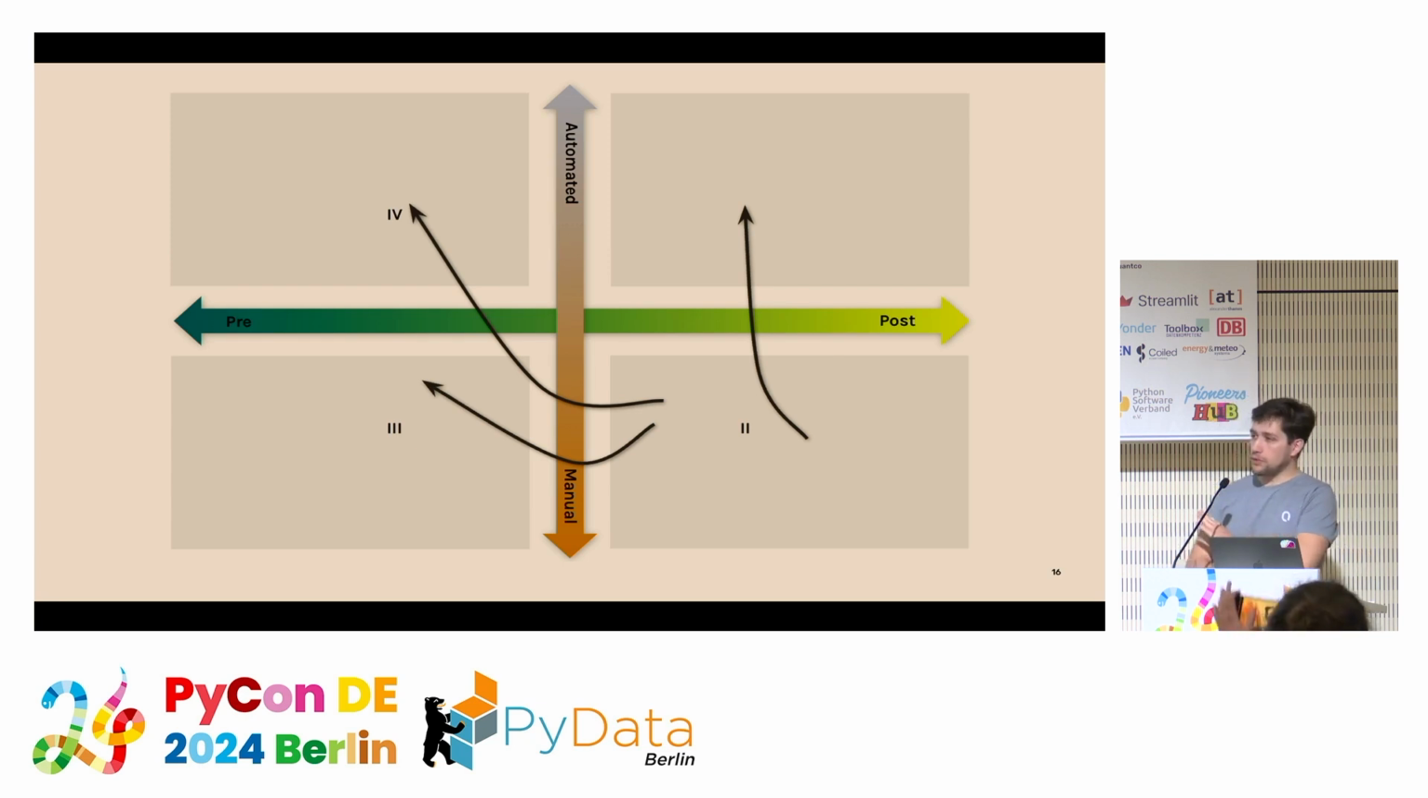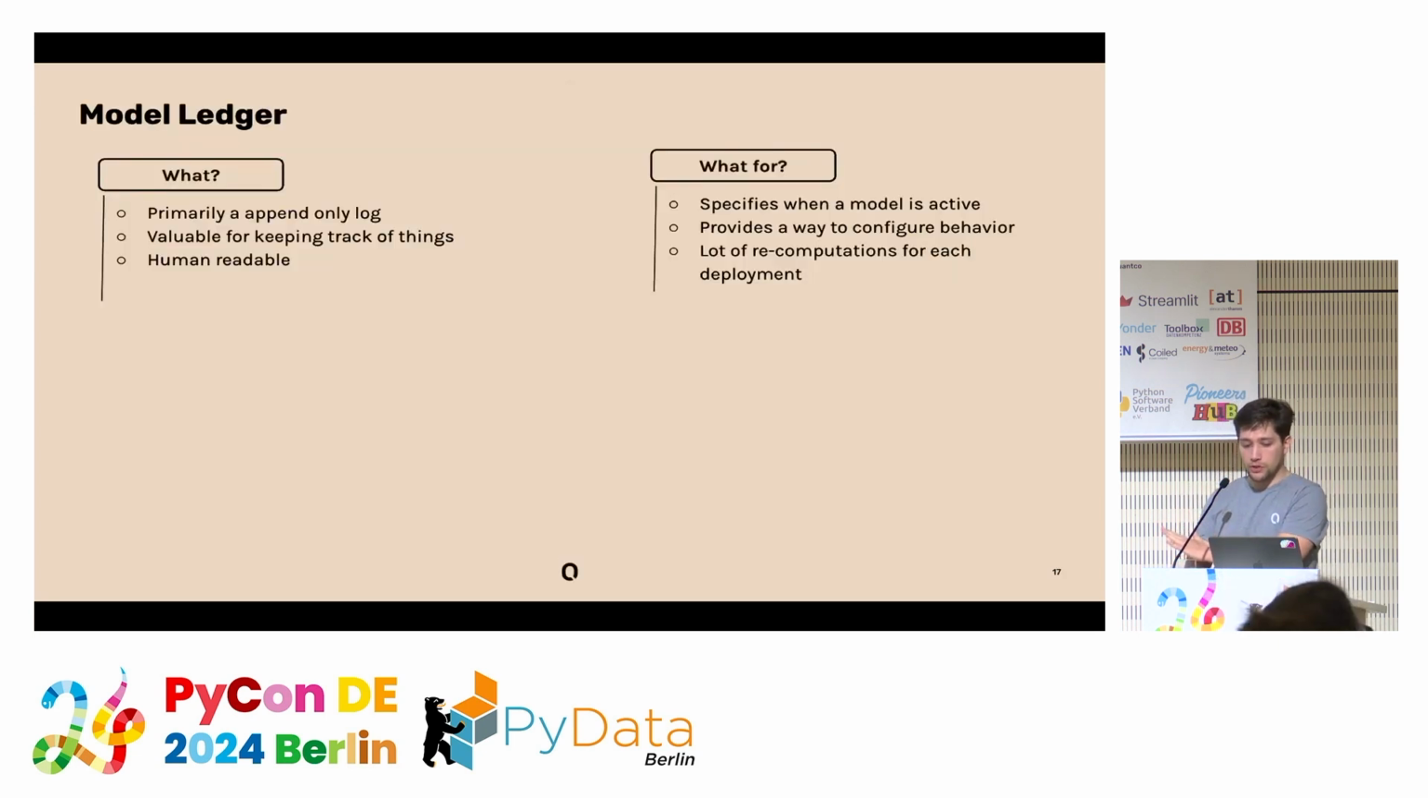Before I continue with this workflow part, I want to discuss something very key on how we think about workflows, which is what we call a model ledger. Basically, a model ledger is a table, in a way. It's a definition, primarily and hopefully append-only, that defines, in our case, when a model is active.